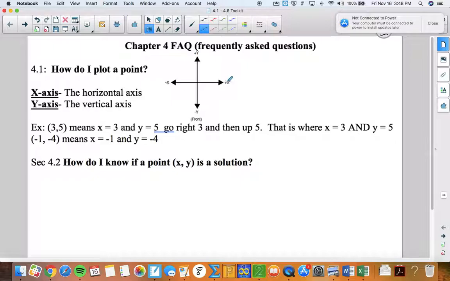First of all, let's recap that the x-axis is the horizontal axis. The positive x's are to the right. The negative x's are to the left. The y-axis is the vertical axis. Positive y's are going up. Negative y's are going down.